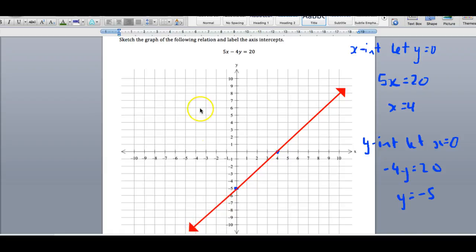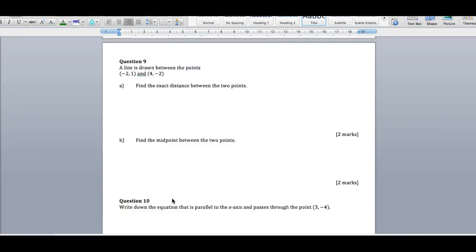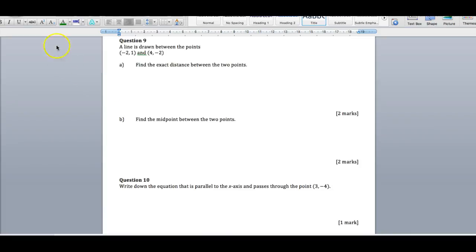All right, it says label your axis intercepts. So really we should, I wonder if this is going to let me draw a straight line. This is (4, 0), and this is, oops, (0, -5). But if I can clearly see that it's passing through those points, then if you haven't put those points on, that's fine. I can see what you're doing. Okay, let's move back. There we go. Go on to the next question.